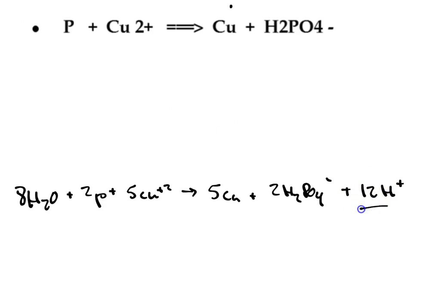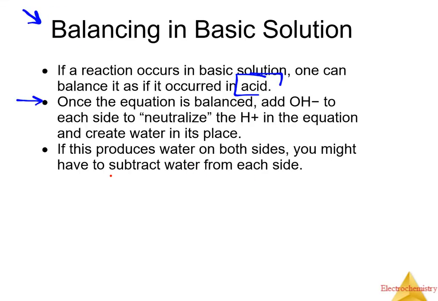All right. Let's add a little sliver that's really not that bad, so don't panic. All of these assumed this was happening in an acidic solution where there was excess H+. But that isn't always true. Sometimes it happens in a basic solution, and in a basic solution, there's not H+, there's OH-. So when you do it in a base, you have to do one other thing. So if a reaction occurs in a basic solution, one can balance it as if it occurs in an acid. Once the equation is balanced, add OH- to each side to neutralize the H+ in the equation and create water in its place. If this produces water on both sides, you might subtract water from each side.